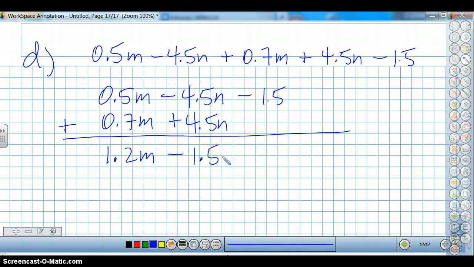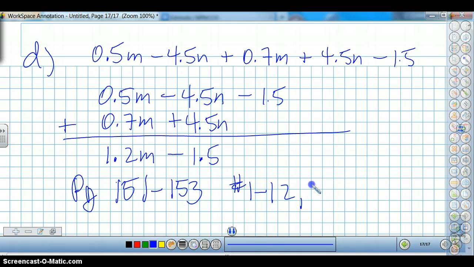Okay, so that concludes the lesson. You can continue or do the homework on pages 151 to 153, questions 1 to 12 and 14, and the extension question, if you want to challenge yourself, is question number 15. Okay, and I'll see you back on Monday, and remember, we have a quiz on Monday.